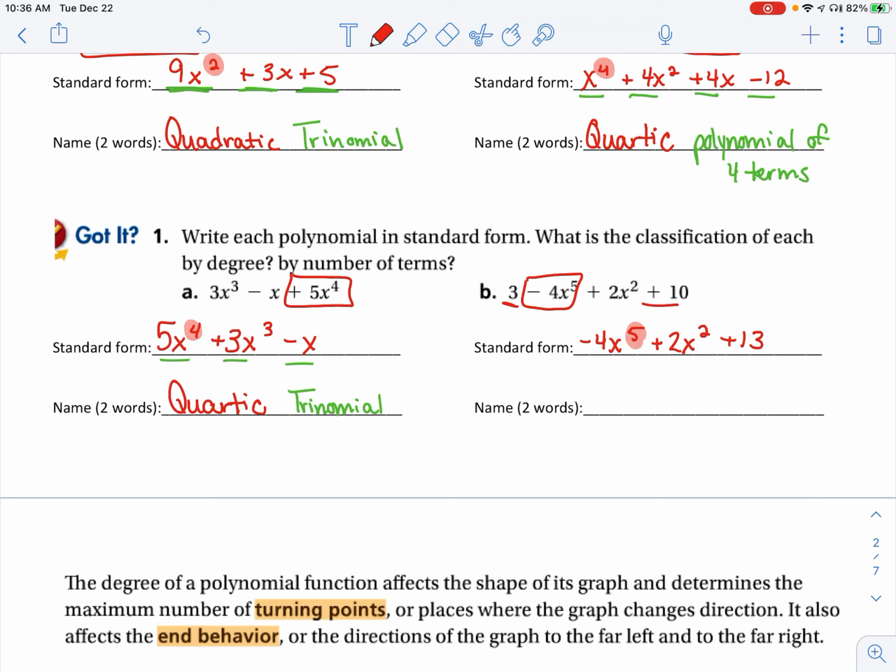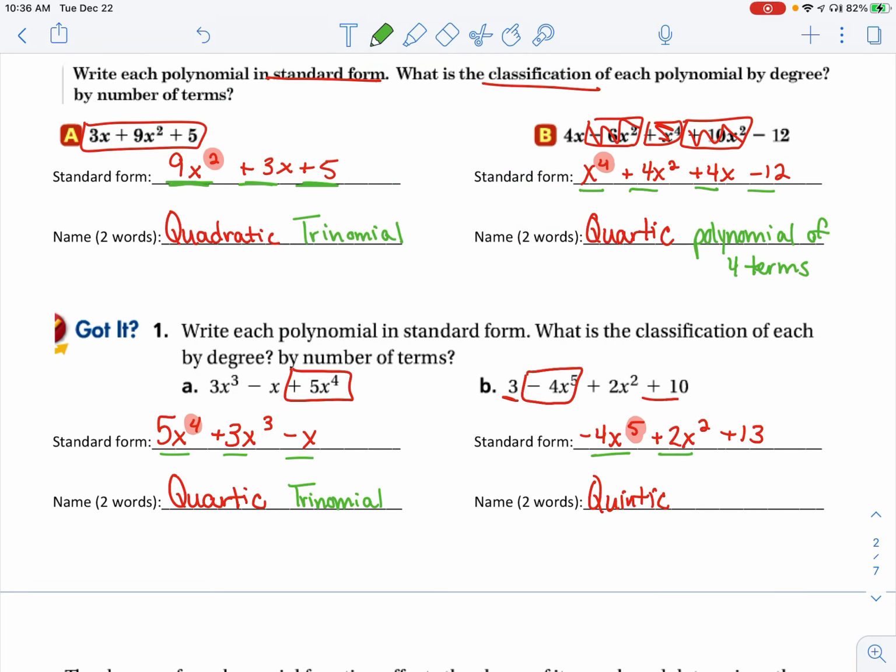And how many terms do I have? Let's count them. 1, 2, and 3. They're separated by addition signs or minus signs. That's a trinomial.